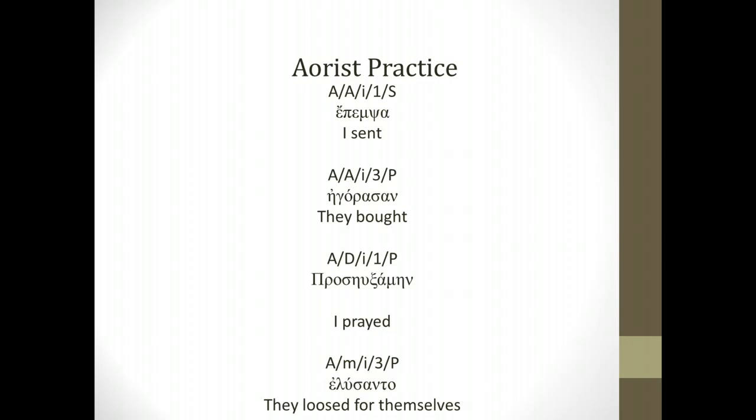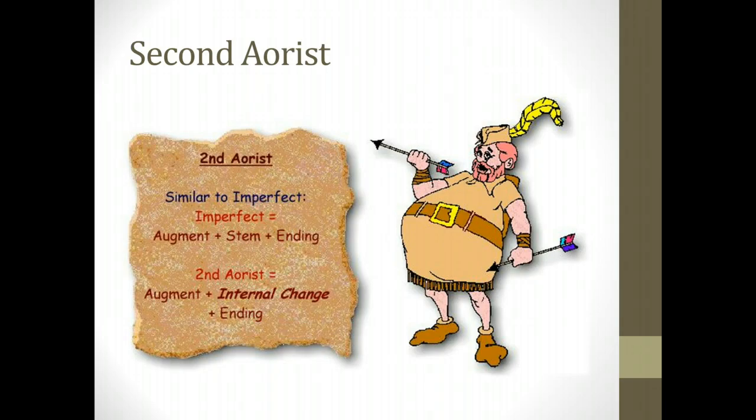Now, I told you that there is both a first and a second aorist that you need to learn. And so with that, let's shift gears to our second aorist. I want to introduce you to a new character who will be with us throughout the rest of the course. This is Baal. And Baal is going to be our representative for the second aorist. Notice that he is carrying a pair of arrows there. He's carrying 2 arrows, in fact. This is to help remind us that we are dealing with the second aorist. Arrows sounds like aorist.